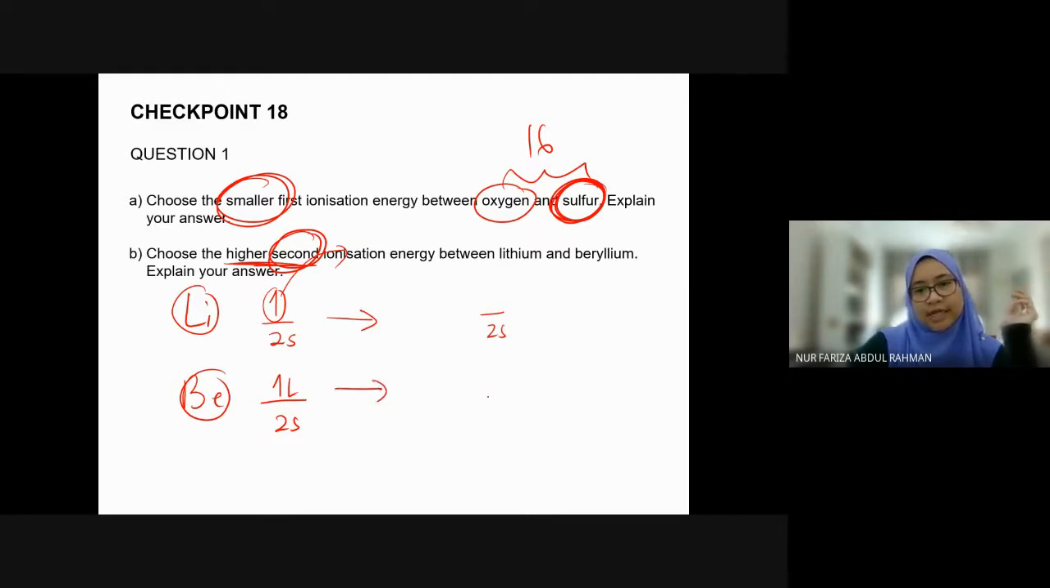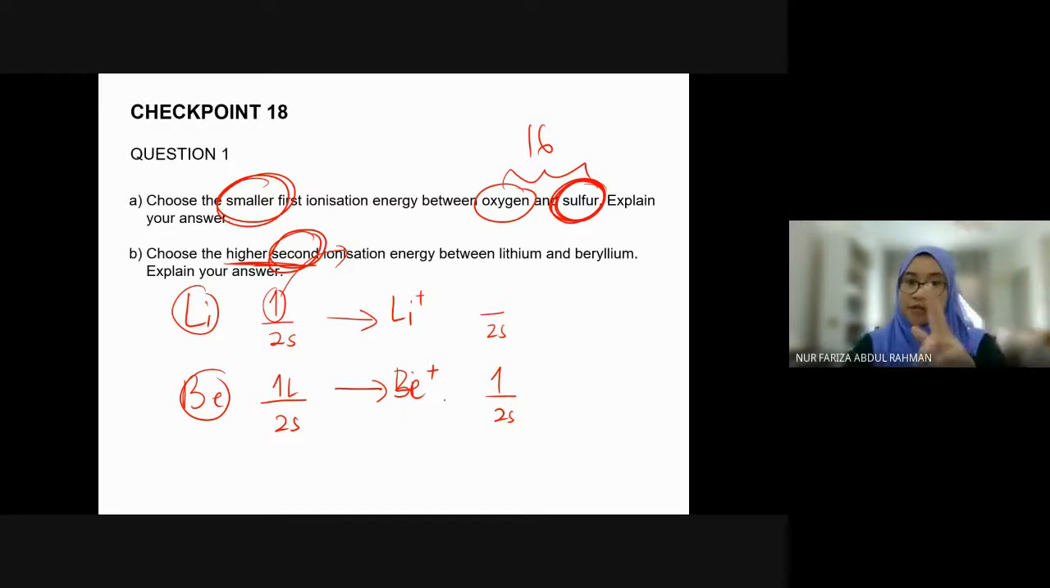So later dia akan jadi, this is lithium plus. This is beryllium plus. Okay, nampak tak comparison? So we have no electron in the s orbital, and for beryllium we have 1 electron left. Okay, alright. So the first ionization energy for beryllium is higher.